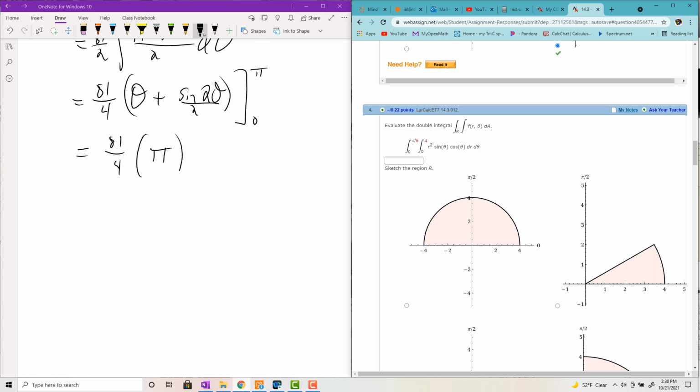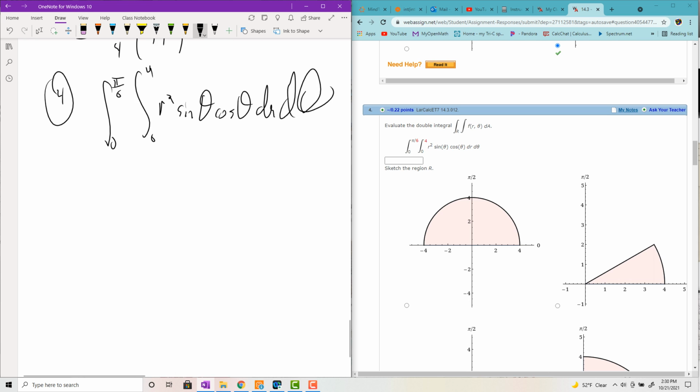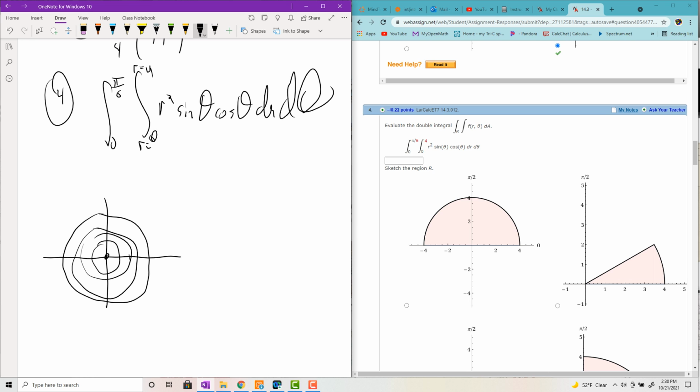This thing is just a wedge of a circle, so number 4. The integral from 0 to pi over 6, the integral from 0 to 4 of r squared sine theta cosine theta dr d theta. It's already converted. We just have to figure out what the region is. So r equals 0 to r equals 4. R equals 0 is just the origin. R equals 4 is just a circle of radius 4.